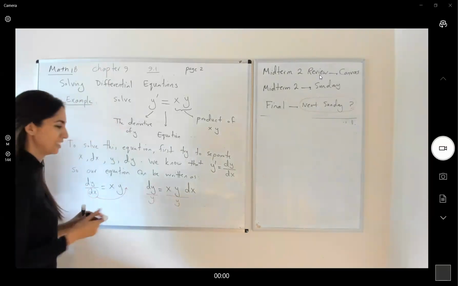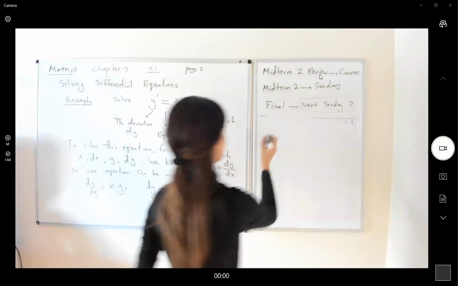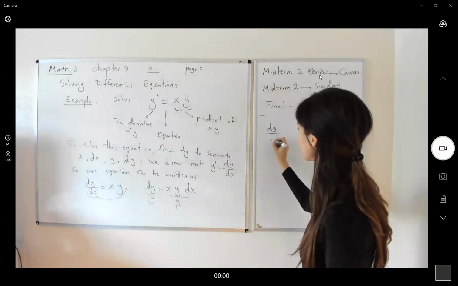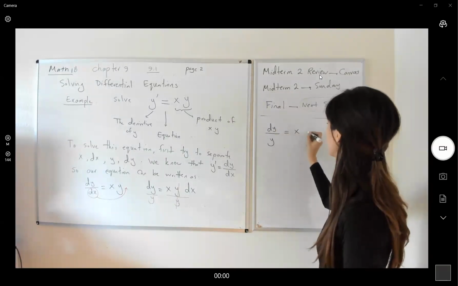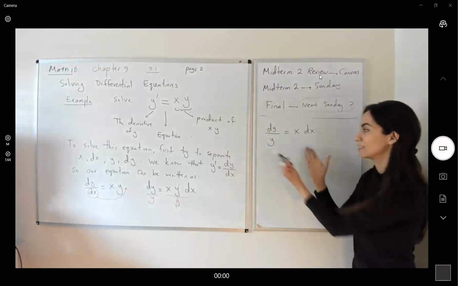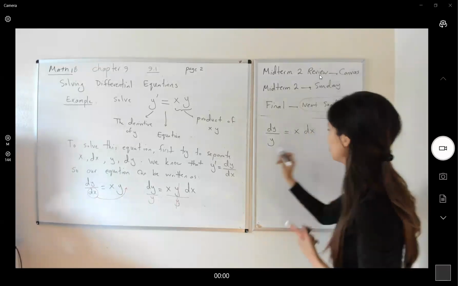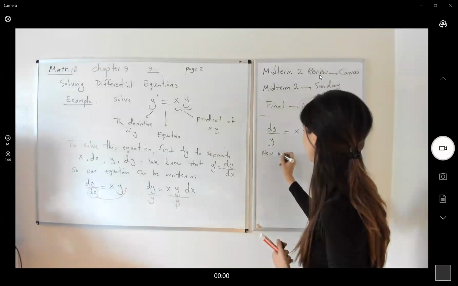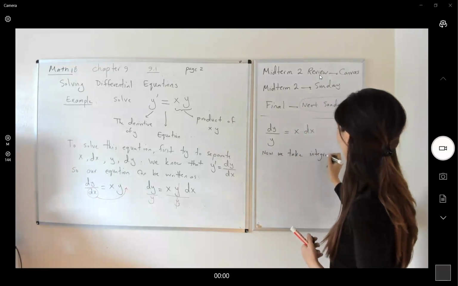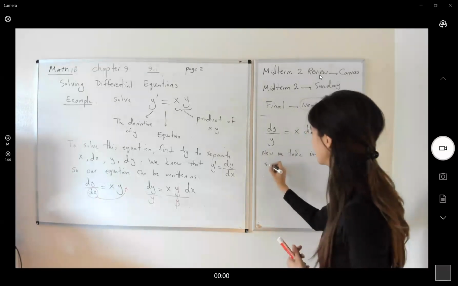So y, I can cancel out these two. What I have is dy divided by y equals x times dx. Now my job is easy. Now we take the integral of both sides.